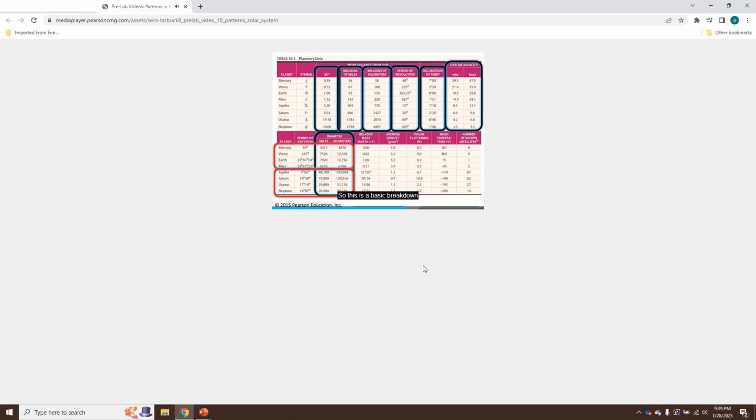So this is a basic breakdown in the organization of our solar system. The inner planets, which are rocky, are called the terrestrial planets, and the outer planets, which are gaseous, are referred to as the Jovian planets, named after Jupiter.